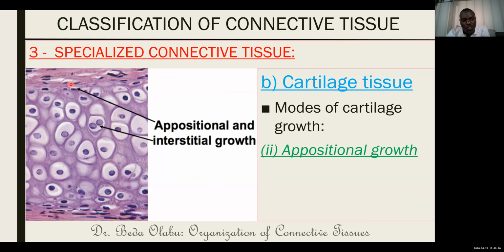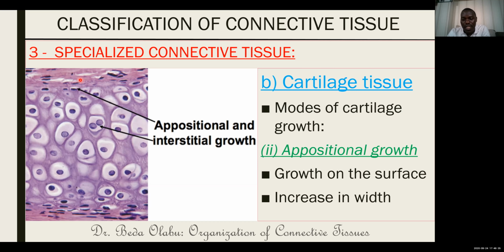Appositional growth of cartilage is growth of cartilage from the sides or from the surface, where the cells on the surface are the ones which lay down the matrix. This type of growth of cartilage increases the width or the girth of cartilage tissues. Those are the two types of cartilage growth. Right, so that's the story of cartilage.